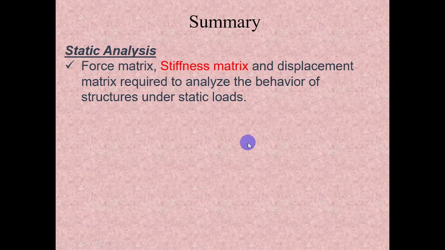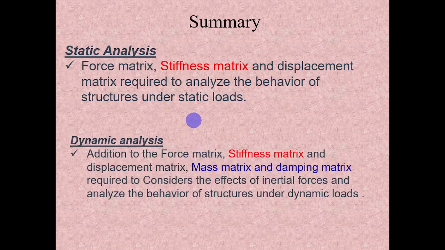So in a static analysis, we have seen that the force matrix, stiffness matrix, and displacement matrix are required to analyze the behavior of a structure under only static load conditions. Dynamic analysis means that in addition to the force matrix, stiffness matrix, and displacement matrix, we require the additional mass matrix and damping matrix to consider the effect of inertial forces and analyze the behavior of the structure under dynamic load conditions.